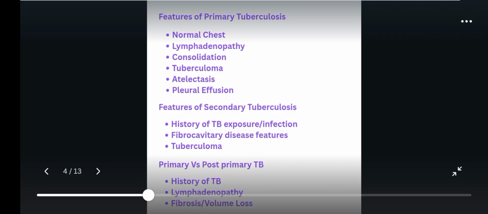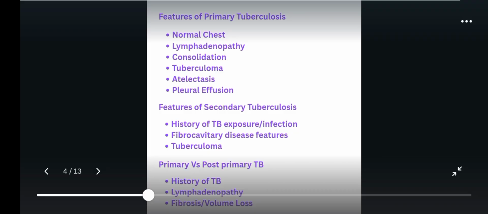And as long as it is inactive, you cannot detect the type of disease it is, unless you have supporting evidence of a prior radiograph that shows what transpired in the past. Now, the other feature of post-primary TB is fibrocavitary disease features. You will see signs of fibrosis and cavity. It is in post-primary TB that cavity is commonly seen.